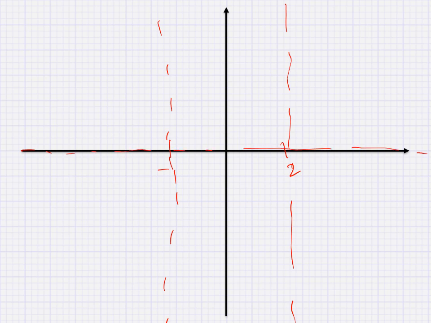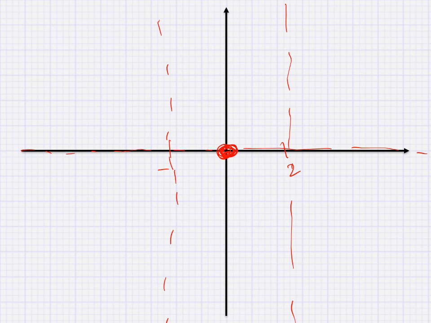Let's put it all together. We have 2 vertical asymptotes, one at 2, one at -1. We have a horizontal asymptote at 0, so that's the x-axis. And we have an x and y-intercept both at 0, which puts us at the origin.